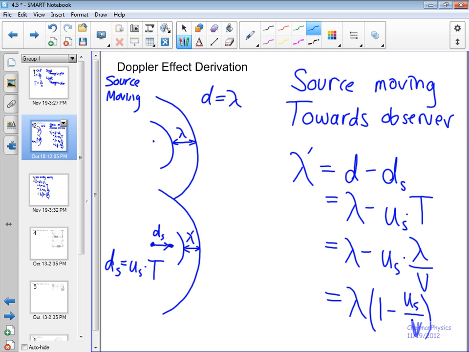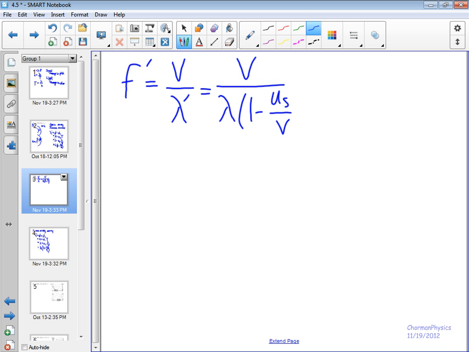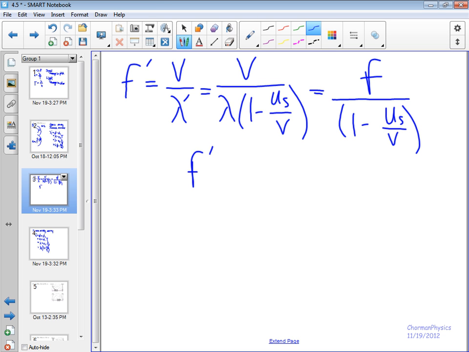So again, let's go back to the source moving towards the observer here. We're going to add a small piece to it. The new frequency that's observed with the source moving towards the observer, f prime, is going to be v divided by lambda prime. Remember, v is determined by the medium, so that's not going to change. So we're going to substitute in lambda prime here, and what we end up with, 1 minus u sub s over v, like this. There we go. V all over lambda is just f, so we have f all over this term right here. So when we rewrite this, do a little bit of fun algebra. Here, let me just rewrite this one over here. F.